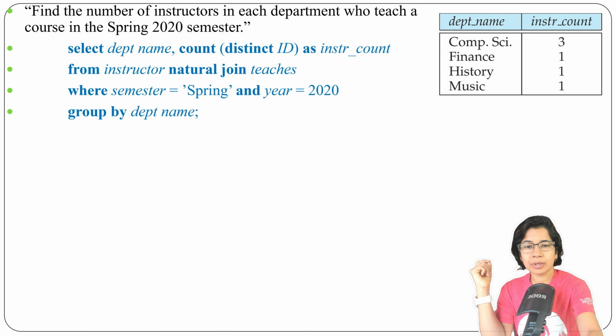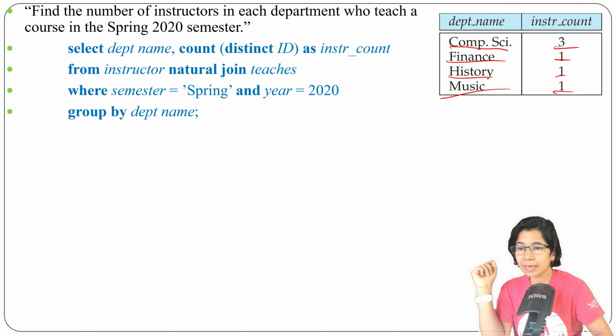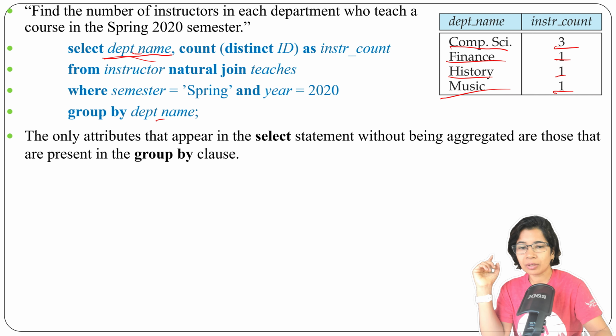We'll get output like this: department name, instructor count, computer science 3 instructors, finance 1 instructor, history 1 instructor, music 1 instructor. So in which department how many instructors are there? And here one thing is important. The only attribute that can appear in select is one which is in group by. Like here only department name can appear. Department name is present in group by. Other than department name, we cannot write any other attribute when we are using the aggregate function.